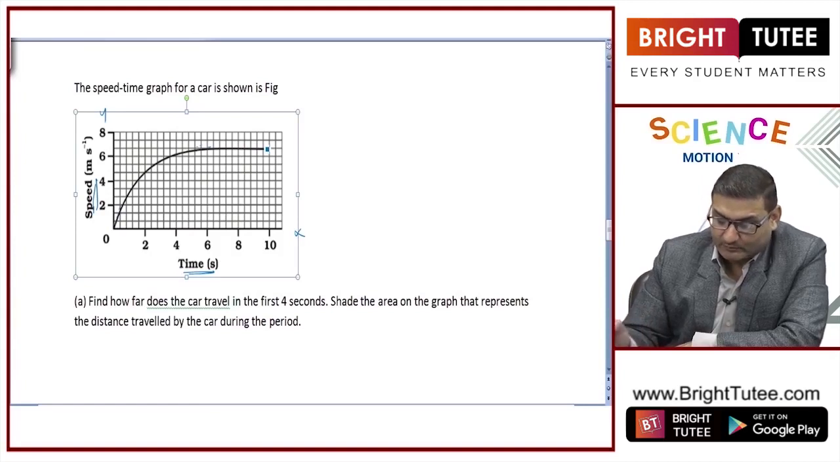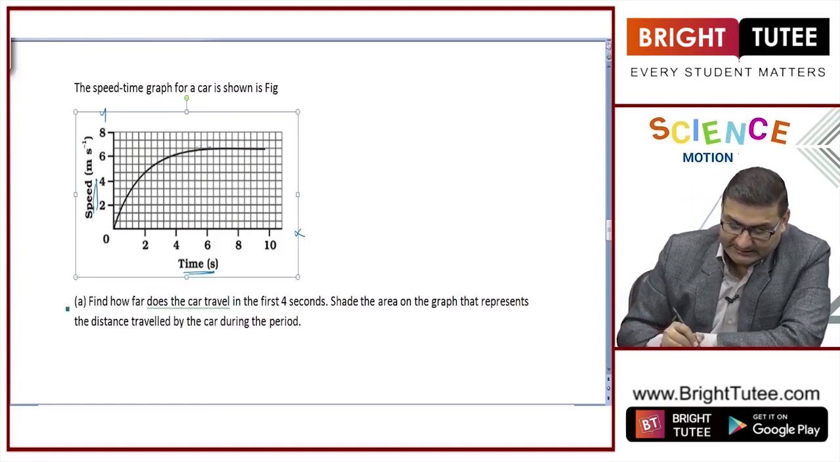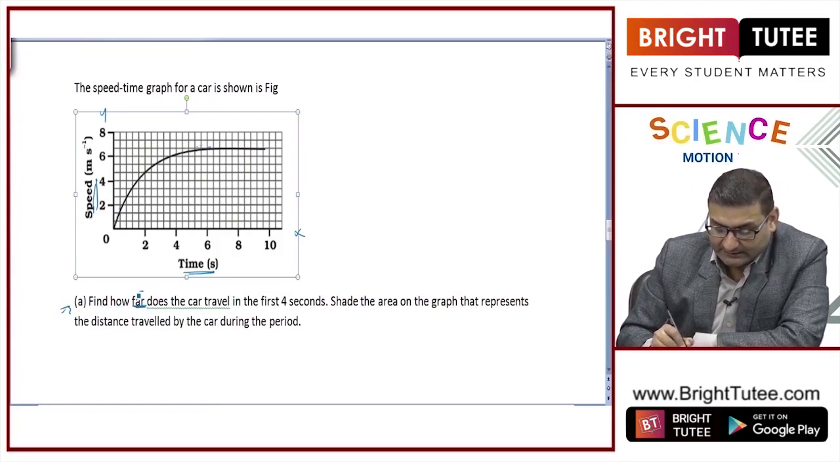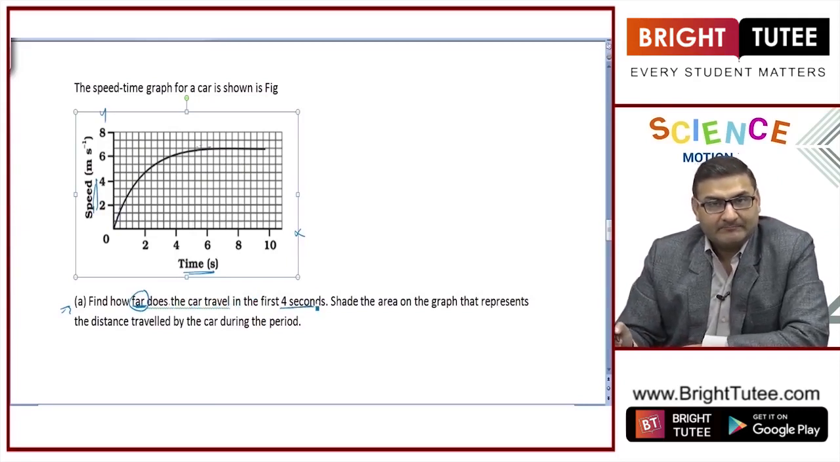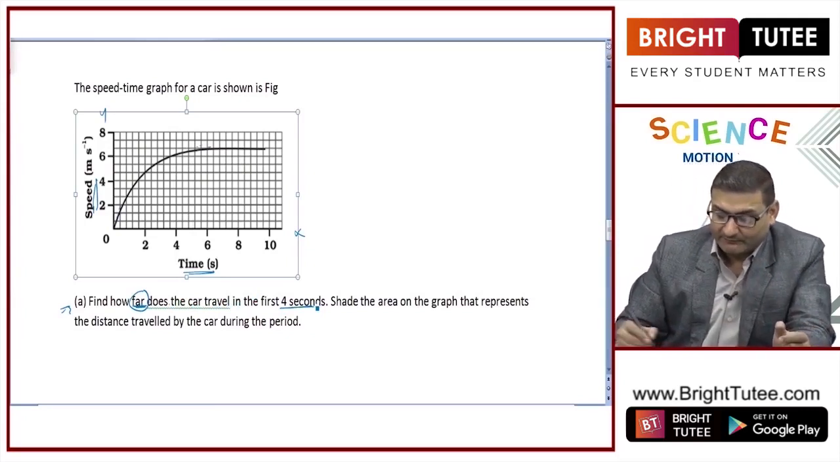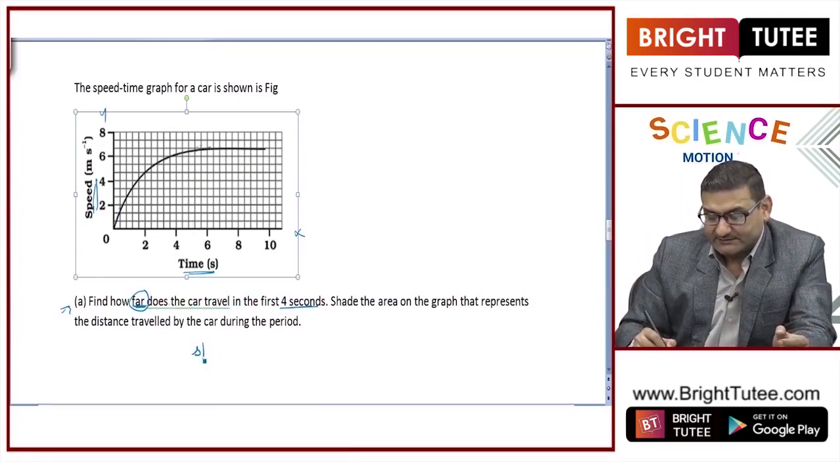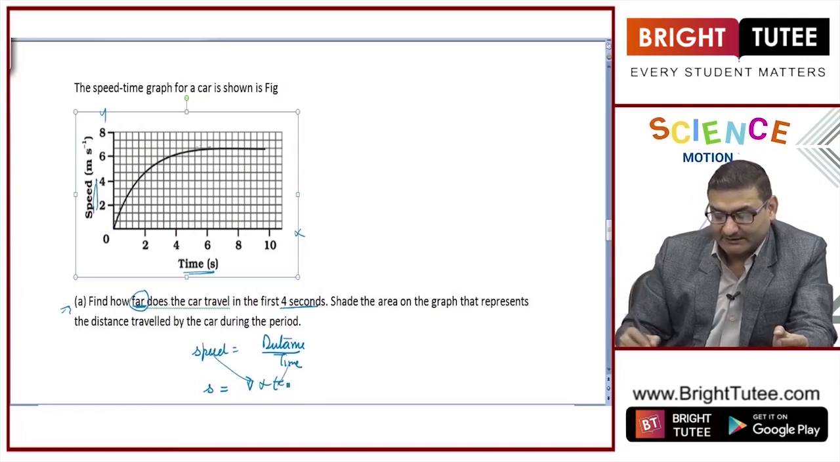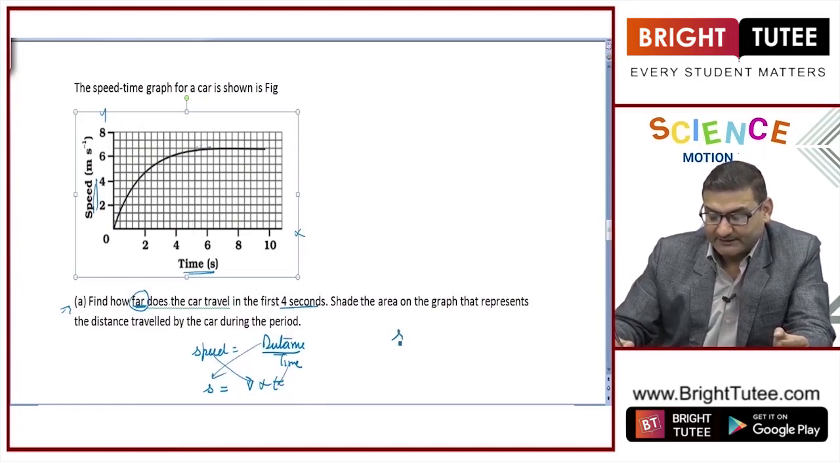What exactly are the questions that the examiner is going to ask? He is asking how far the car travels in the first 4 seconds, that means we have to calculate the distance. How are we going to calculate? We know that speed is equal to distance upon time. So the distance travelled will be equal to what? S will be equal to V into T, where speed is denoted by V, time is denoted by T, and the distance is S. So, I repeat, S is equal to V into T.